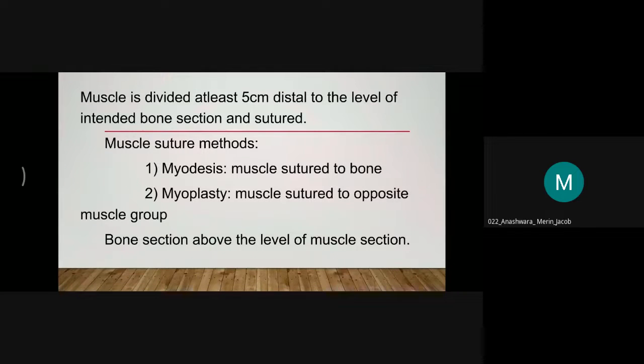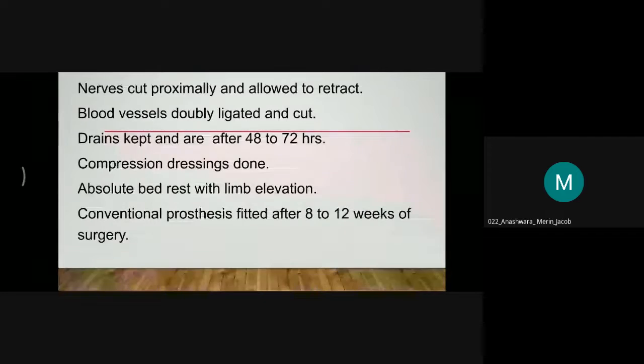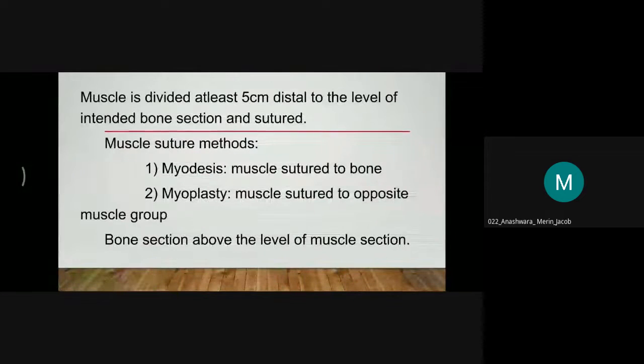Understood, sir. Okay. The basics of amputation is that the muscle is divided at least 5 centimeters distal for the flap, for the coverage. The muscle is resected 5 centimeters distal, which means we are leaving more healthy muscle distally to cover the wound, to suture it and close the wound.